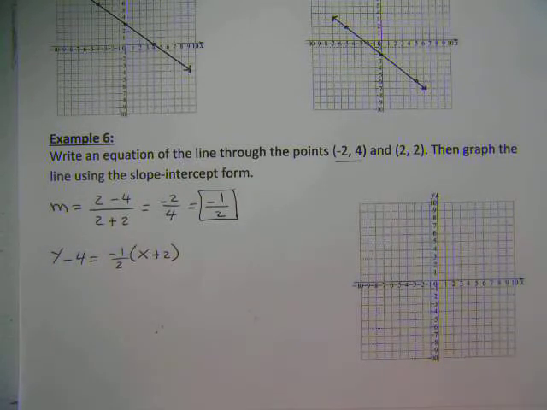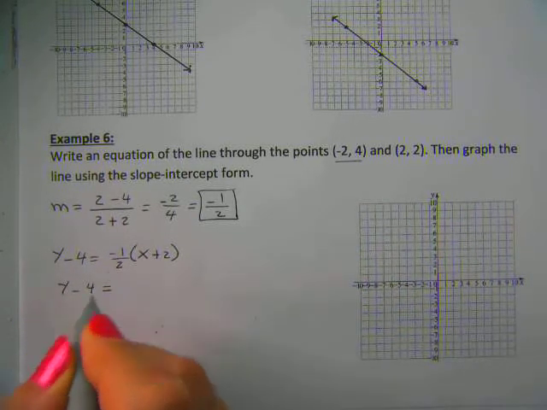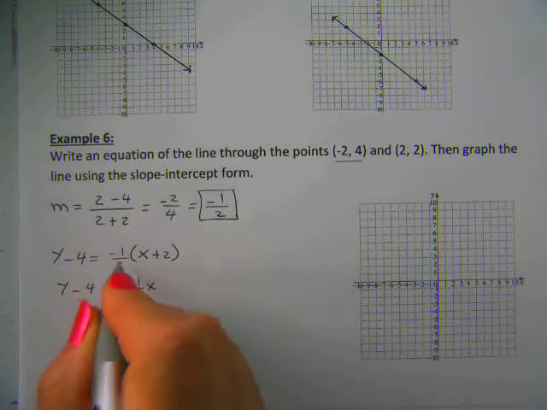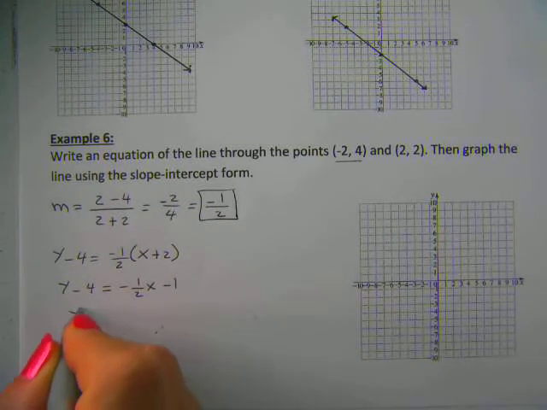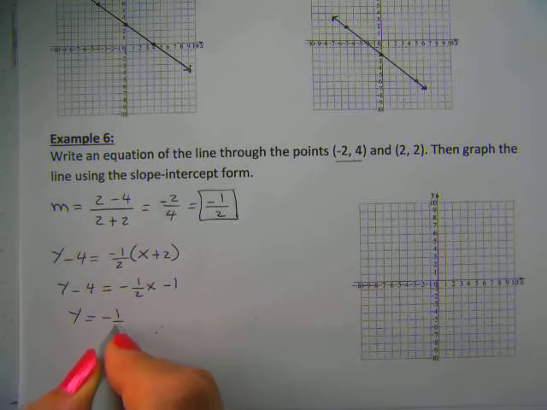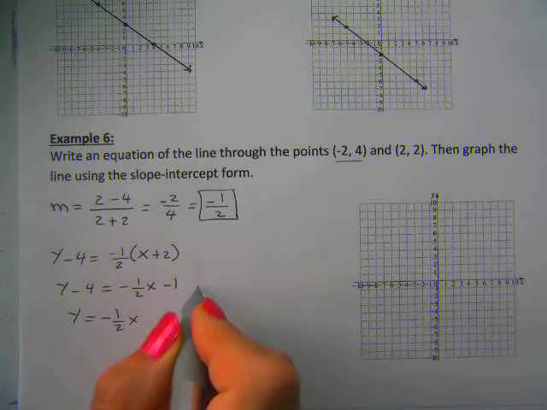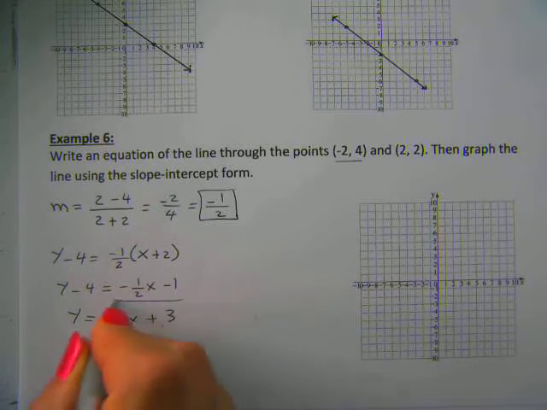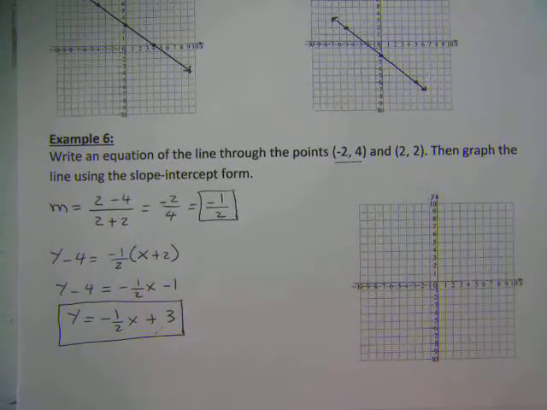Now we don't want the standard form, so let's not multiply by 2. Just simplify and multiply across. Negative 1/2 times positive 2 is just negative 1. Solve for y: y equals negative 1/2 x. Now I have negative 1 and positive 4, so 4 minus 1 is 3. Here's the slope-intercept form.